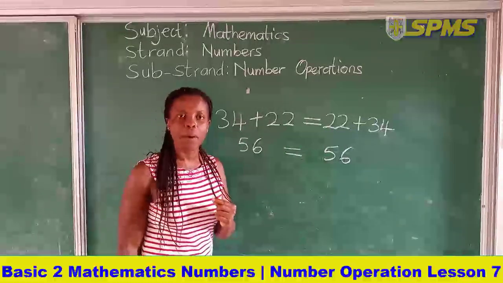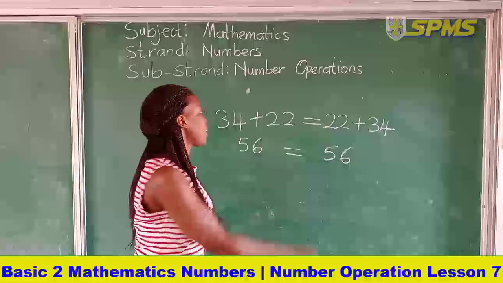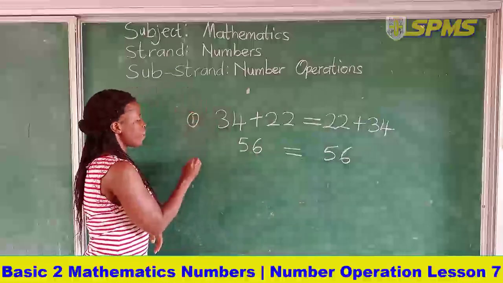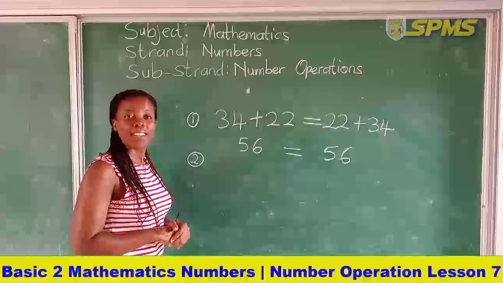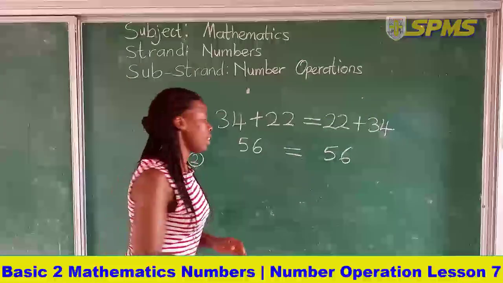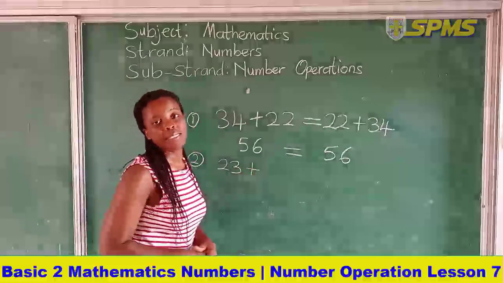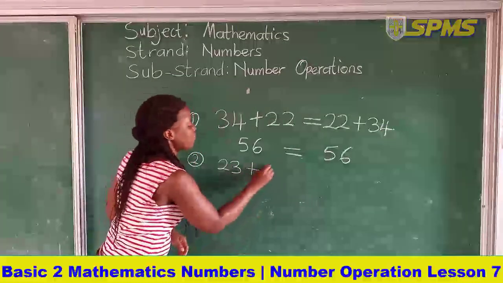Let's try the second example. We are still talking about the commutative property of addition. This is our first example. Let's have a second example. Any two-digit number in your mind? Okay, let's have 23 plus, any number again? 65.